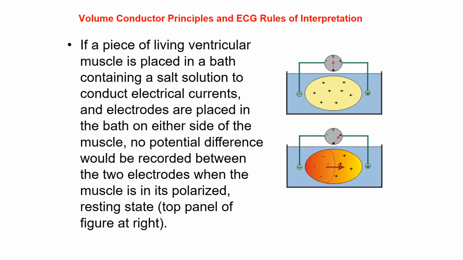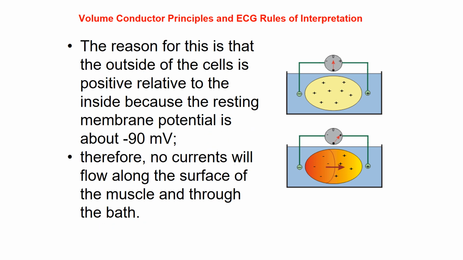If a piece of living ventricular muscle is placed in a bath containing a salt solution to conduct electrical currents, and electrodes are placed in the bath on either side of the muscle, no potential difference would be recorded between the two electrodes when the muscle is in its polarized, resting state, top panel of figure at right. The reason for this is that the outside of the cells is positive relative to the inside because the resting membrane potential is about -90 mV. Therefore, no currents will flow along the surface of the muscle and through the bath.